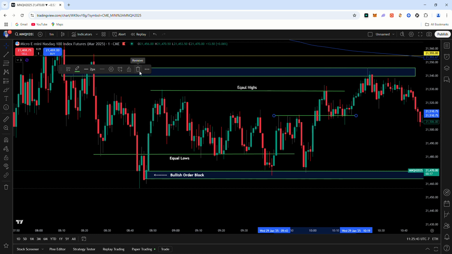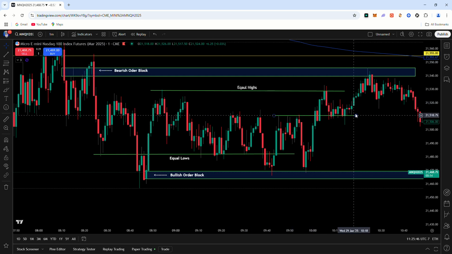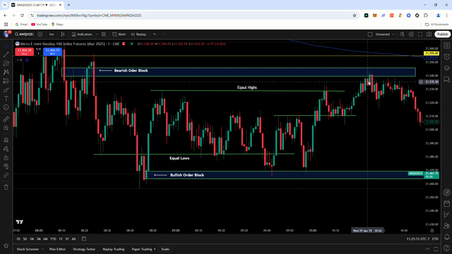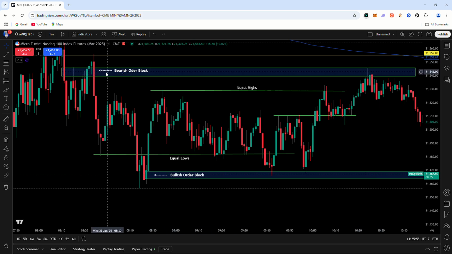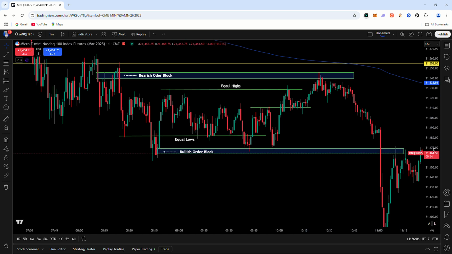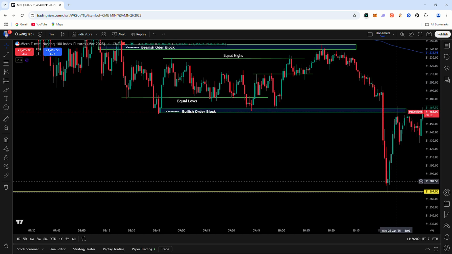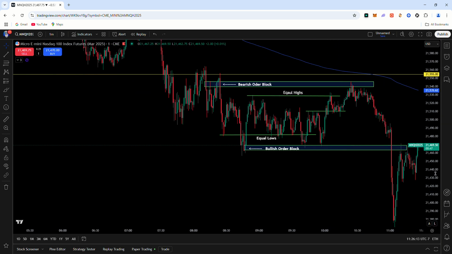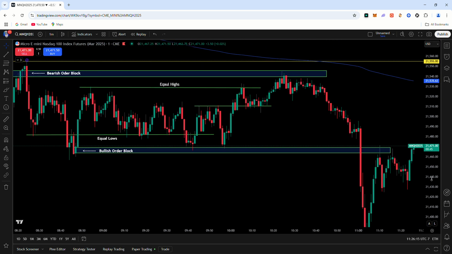Now what did price do from there? It bounced, went above these equal highs, because what's at these equal highs? Buy stops. It went right into the bearish order block, and that's when it reversed. That's exactly where it reversed. And then it got super bearish, and we dumped all the way down to 21,369. Extremely bearish.